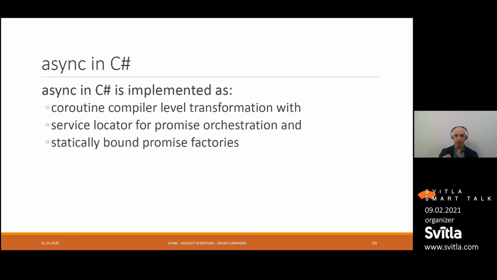Then second, it uses the service locator for promise orchestration. The service locator here is basically the synchronization context. So it uses this globally accessible state to orchestrate how the tasks are executed one after another, okay? And the last part about async is that it statically binds promise factories. So whenever you hard code the type you return from your function, so whenever you hard code the task type, it knows which factory to use to create these coroutines for you. So this is why it's statically bound, because it's hard coded in the source code and you cannot change it at all. So we are going to fix these two things.